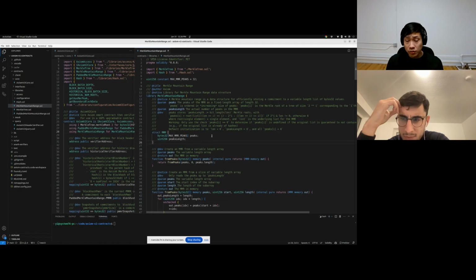And so in general, if I have a list of hashes, which is variable length, then let's say there's n hashes, then the Merkle mountain range will be a list of Merkle roots, usually of size log n, which together commit to the entire history of all of the hashes.